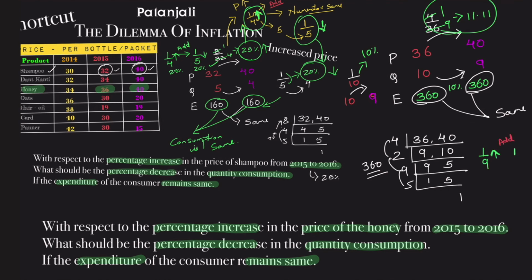How will you solve this by shortcut? Now let's go ahead. 1 by 9. The price increased by 1 by 9. If it increases, we add. Numerator remains the same, so I write there 1. I add 9 plus 1, I keep the denominator as 10. If one quantity is increasing, the other will decrease. The other will decrease by 1 by 10. 1 by 10 is nothing but 10%. That's it. I get the answer just by writing two fractions.